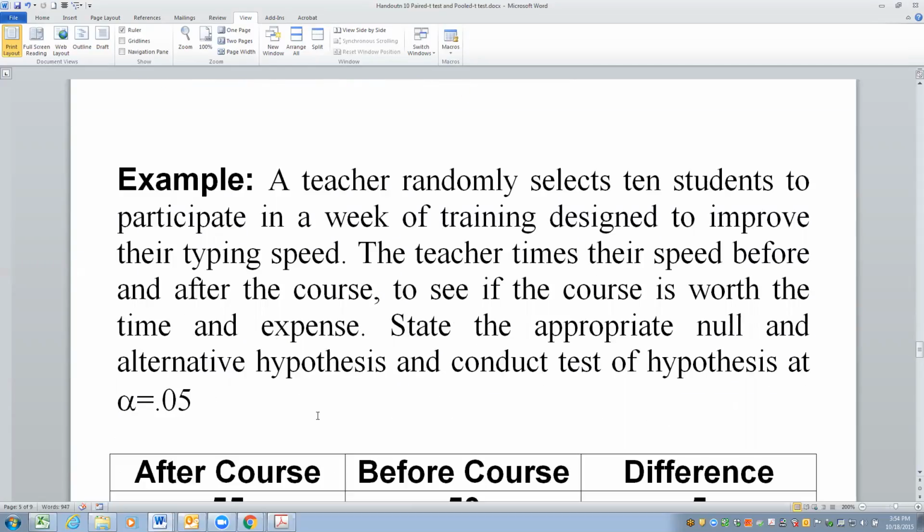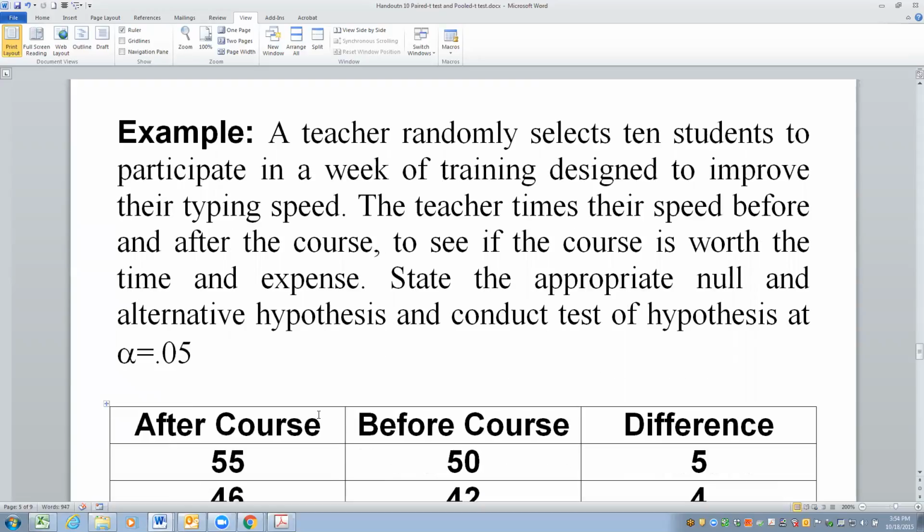So the specific example we're going to look at is a teacher randomly selects 10 students to participate in a week of training designed to improve their typing speed. The teacher times their speed before and after the course. So each student is going to have two measurements, a before and an after. That's indicative of a dependent set of data. We have two samples that we're working with. One is a before score and one is an after score. They are tied together, so this is a dependent test of two samples.